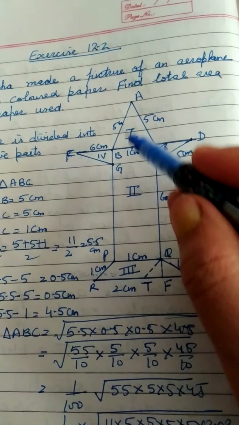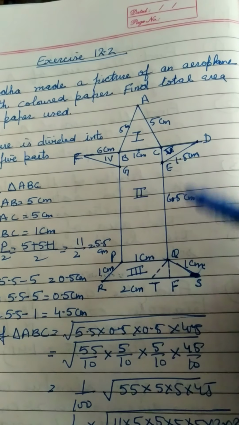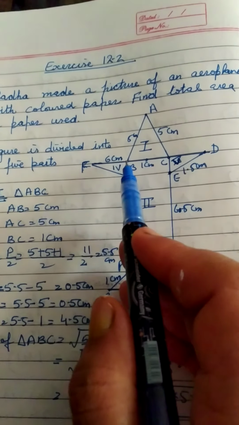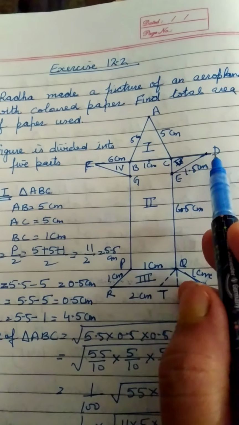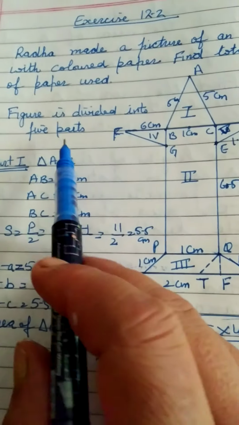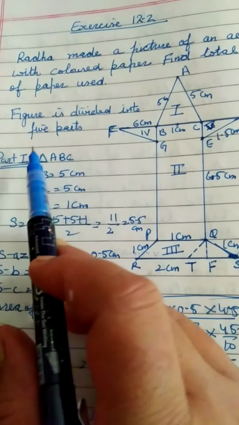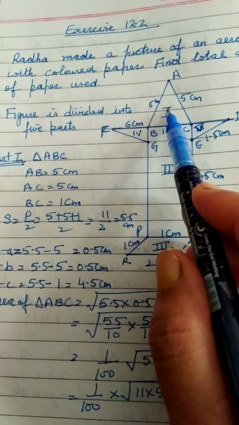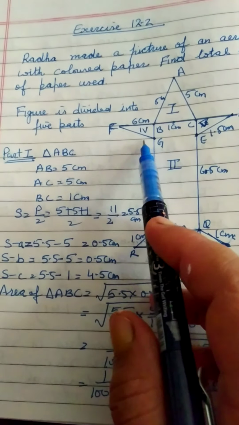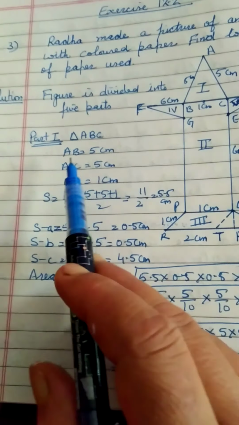It is a triangle. Below the triangle there is a rectangle. Then below the rectangle there is a trapezium, and these are the right angled triangles on the sides of it. Clearly, the figure is divided into 5 parts. Number 1 part, number 2 part, number 3 part, number 4 part, and number 5 part.